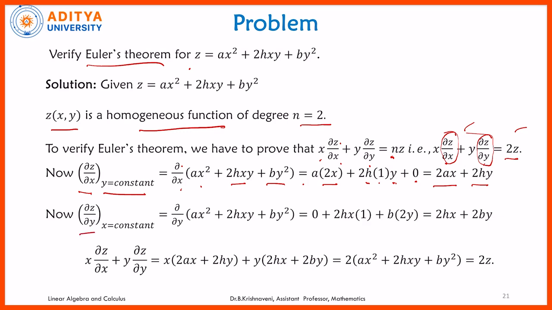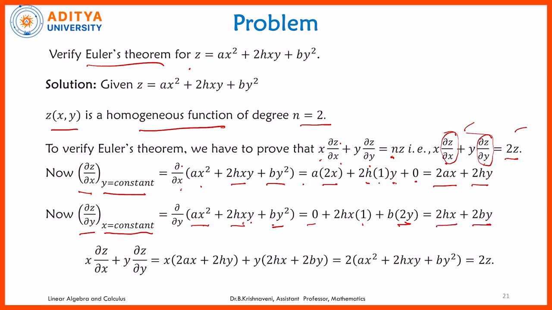Next find ∂z/∂y. In that, x is constant, that is equal to ∂/∂y of (ax² + 2hxy + by²). Now x is constant, so ax² is constant, derivative 0, 2hx and y derivative is 1, plus b into y² derivative is 2y, which is equal to 2hx + 2by.